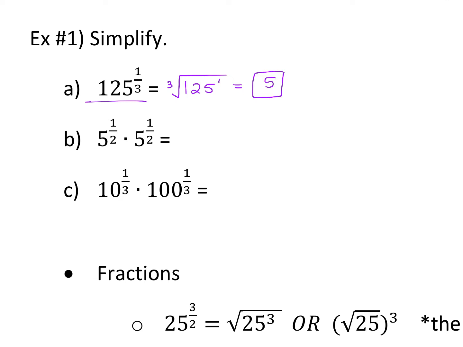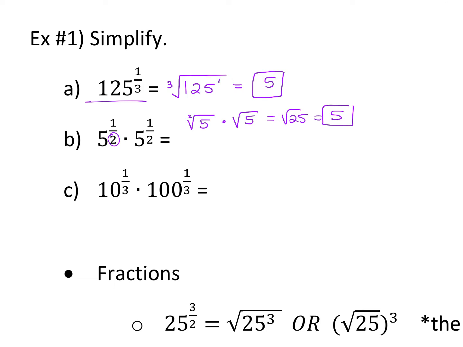Letter B here. Now there's 2 ways that you can think about this one. It's up to you which one you like better. You may do either one. But 5 to the 1/2 power is like saying the square root, that's the 2, right? There's essentially a little 2 there. The square root of 5 to the 1st. So you could say the square root of 5 times the square root of 5 is the square root of 25, which is 5. Okay, so 5 to the 1/2 times 5 to the 1/2 is 5.